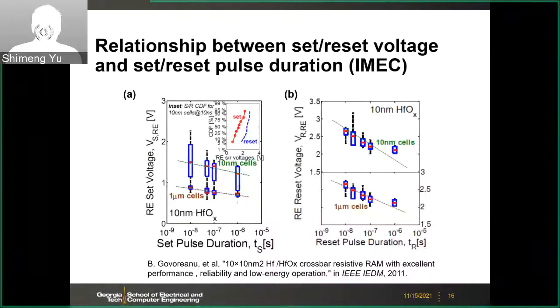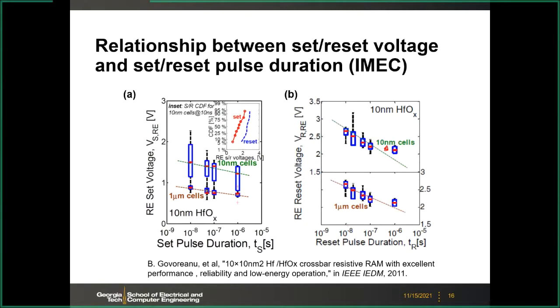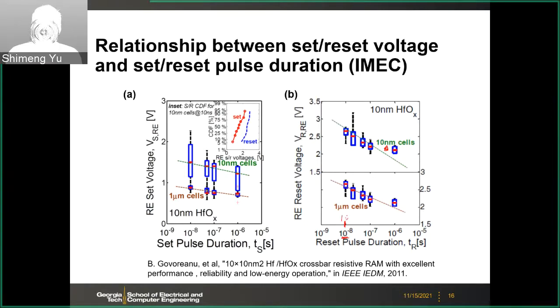And also, the IMEC people have tested the relationship between the set and reset voltage and set and reset pulse duration. So it's a pulse amplitude versus pulse width. For the, I believe this side is the set process. The other side is for the reset process. So you do have some trade-offs here. For example, in the 10 nanometer sample. So if you want to reset, here this is like 10 nanosecond.